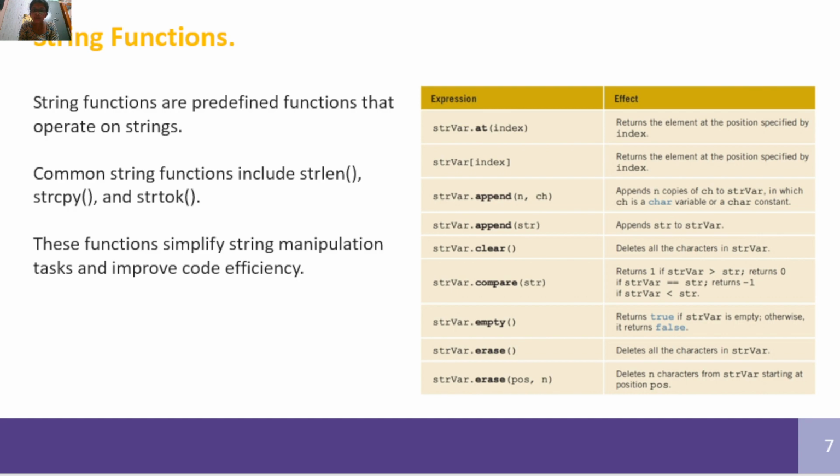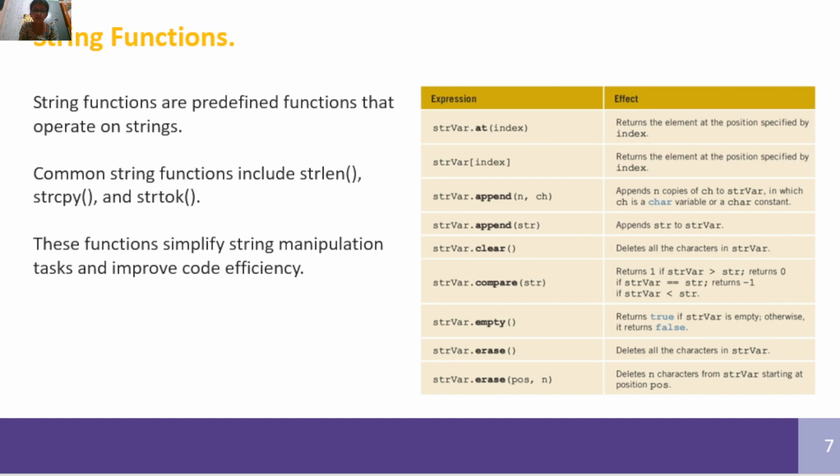We have stringvariable.at(index), which returns the element at the position specified by index. stringvariable[index] returns the element at the position specified by index. stringvariable.append(n, ch) appends n copies of ch to stringvariable, in which ch is a character variable or character constant. stringvariable.append(str) appends string to string variable.